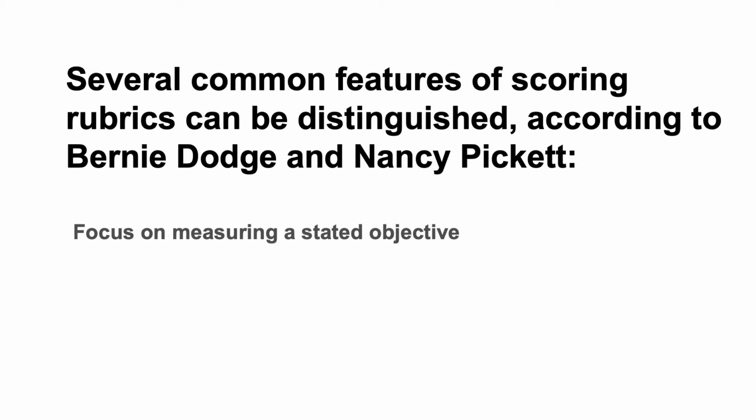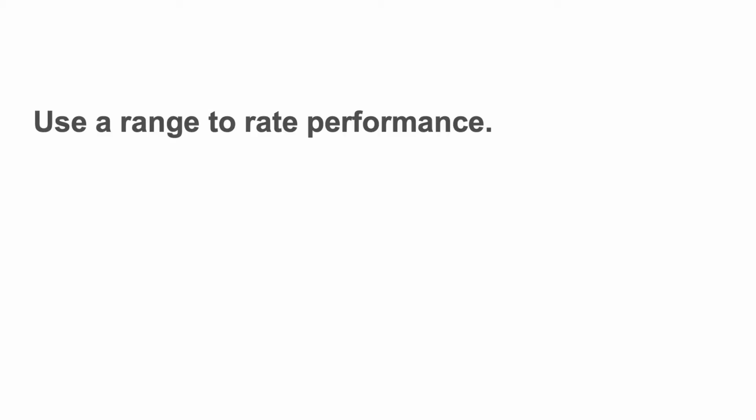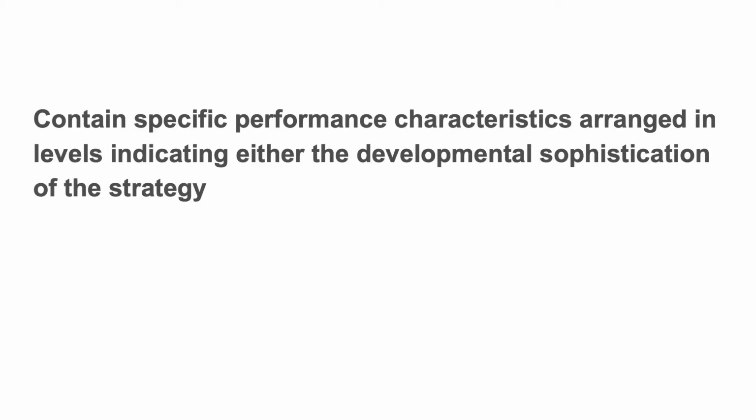Several common features of scoring rubrics can be distinguished according to Bernie Dutch and Nancy Pickett. They focus on measuring a stated objective or performance, behavior or quality. They use a range to rate performance. They contain specific performance characteristics arranged in levels indicating either the developmental sophistication of the strategy used or the degree to which a standard has been met.